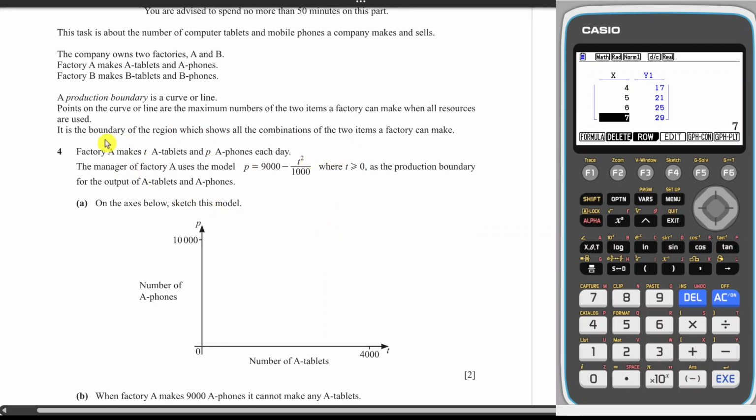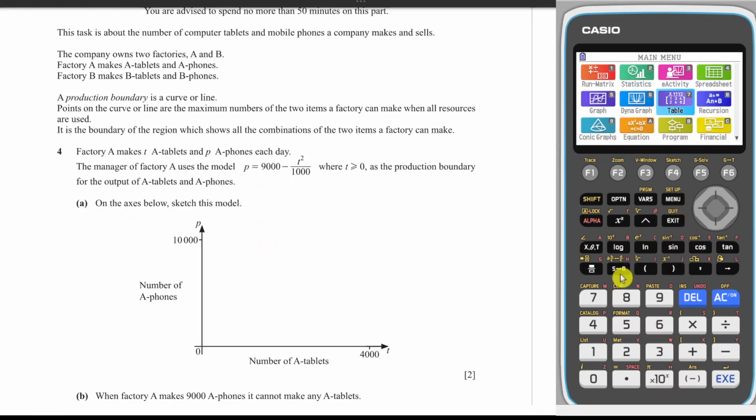So just to understand this, they have given a formula. Here you have the number of A phones, the number of A tablets, and a curve which connects the two quantities. Factory A makes T A tablets, T is the horizontal scale, and P A phones each day. The manager of factory A uses the model P is equal to 9,000 minus T square by 100, where T is greater than or equal to 0, as the production boundary for the output of A tablets and A phones. On the axis below, sketch this model.